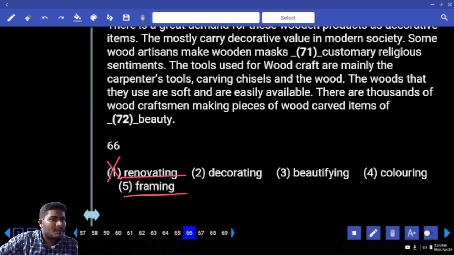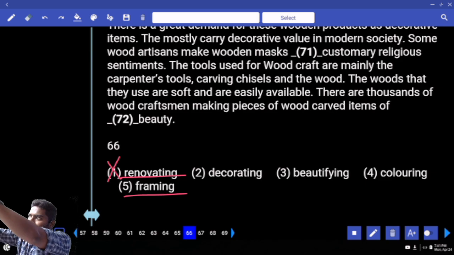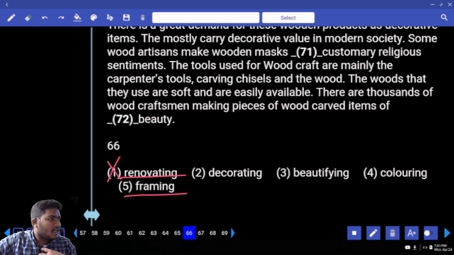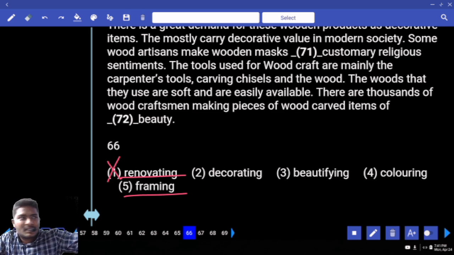Framing. We have framing in many senses. One frame is nothing but you have photo frames. You frame the photo on the wall. Another framing is nothing but you do one mistake and you frame your friend as the culprit. Do you know this? Do you know this?